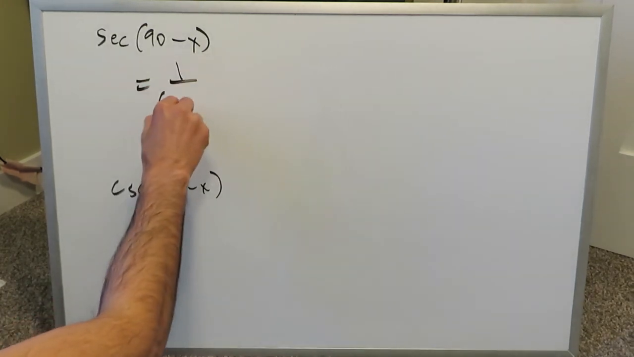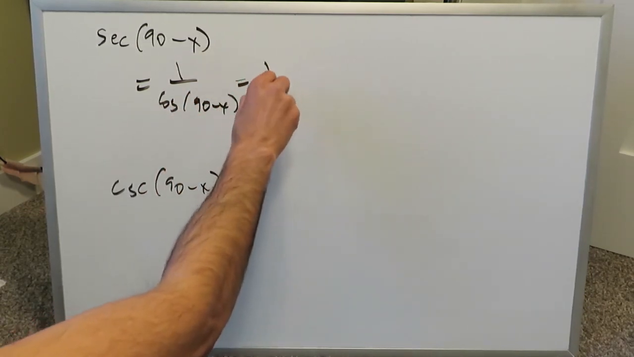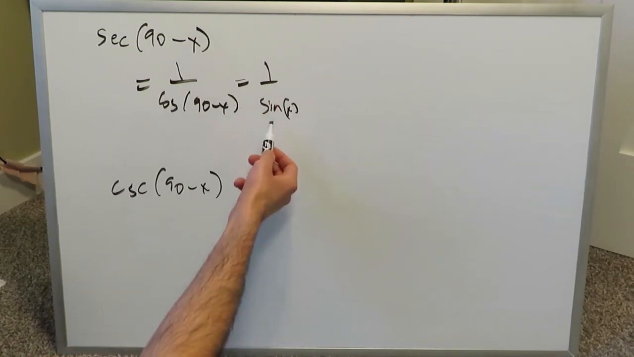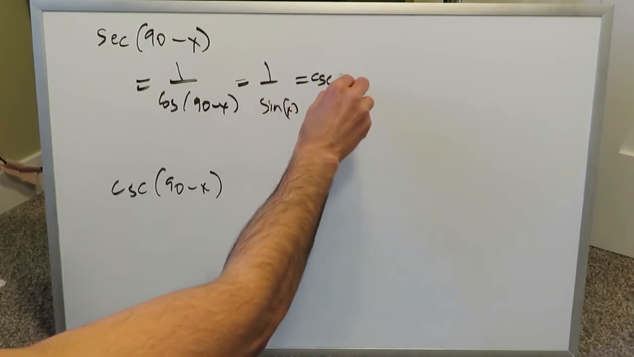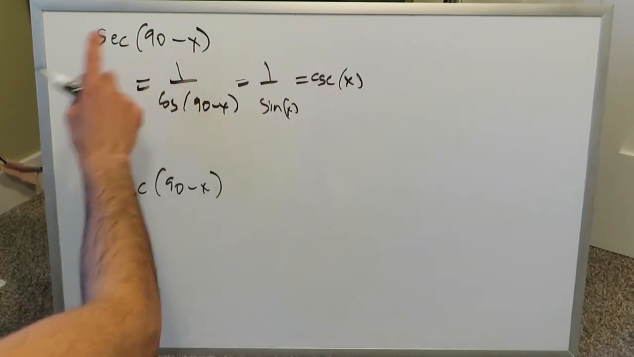You'll have 1 over cosine of 90 minus x, and you know cosine of 90 minus x is equal to sine x, so it is 1 over sine x. The reciprocal of sine x must be cosecant x. So let's say the cosecant of an angle is equal to the secant of its complement.